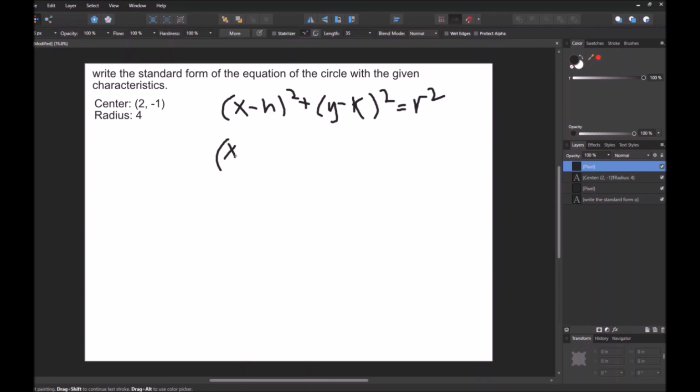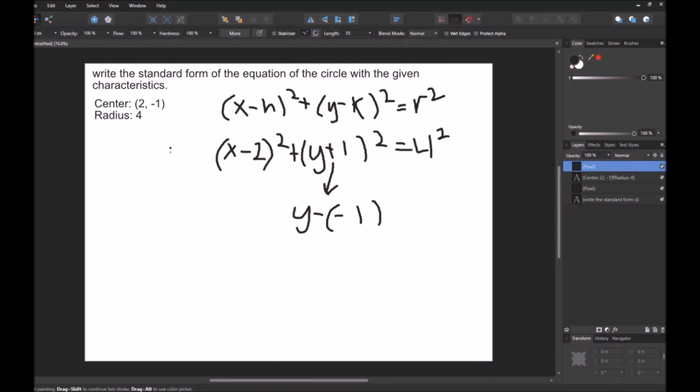So we're going to replace the h with the 2, and we get x minus 2 squared plus y minus, and then our k here is going to be negative 1. And so y minus a negative 1 is the same thing as a positive. So we can just write this as y plus 1 squared equals 4 squared. And if you didn't quite get this part, it's because this is essentially what I condensed. Y minus negative 1, because that's the y value.